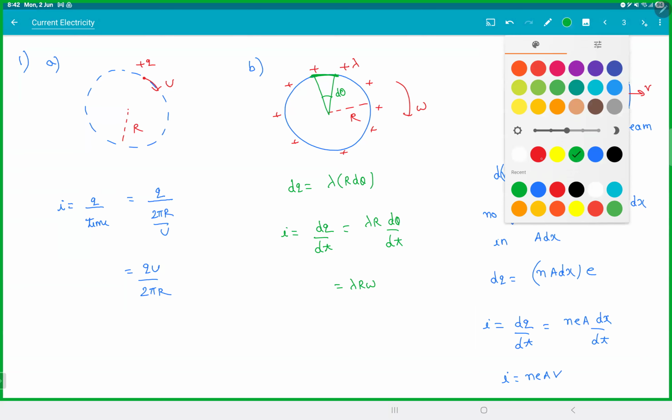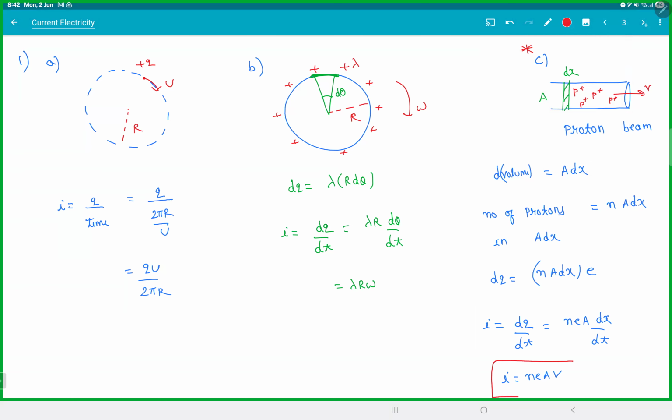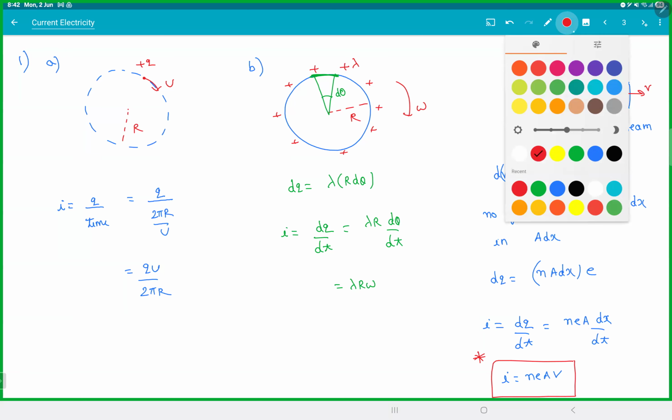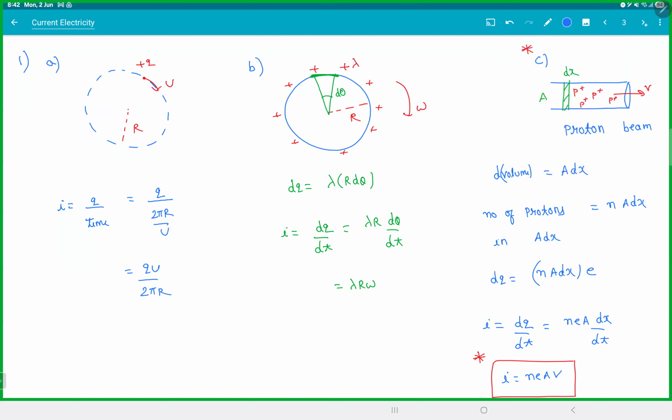Quite an important result. You should definitely remember this. We're going to use this in a derivation in today's class. So if you have a proton beam or something going on, the current is neAv. n is the number of particles per unit volume, A is the area of cross section, e is the charge, and v is the velocity. Check out these three. A and B we'll use in magnetism. C we're going to use today only.